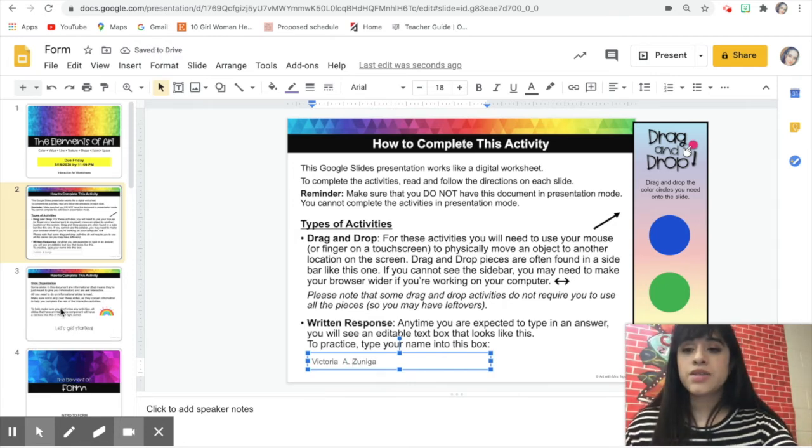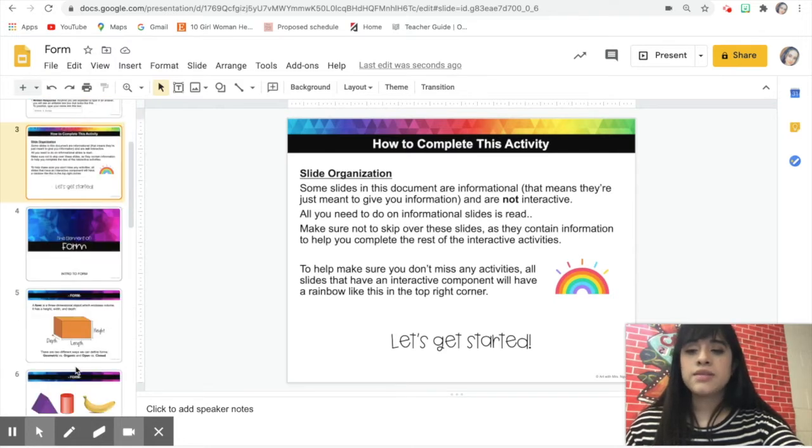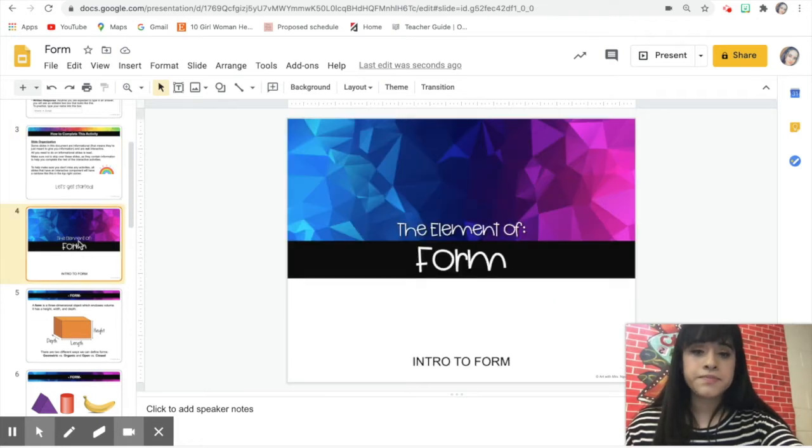Okay, let's go through and look at what we have to do. Please make sure that this is your own copy and this isn't the main copy of the assignment. If it is your copy, it will have your name. For example, on mine, it would say Victoria Suniga form. That would be mine. So make sure yours looks just like that. It'll have your own name. Okay, let's get into this.